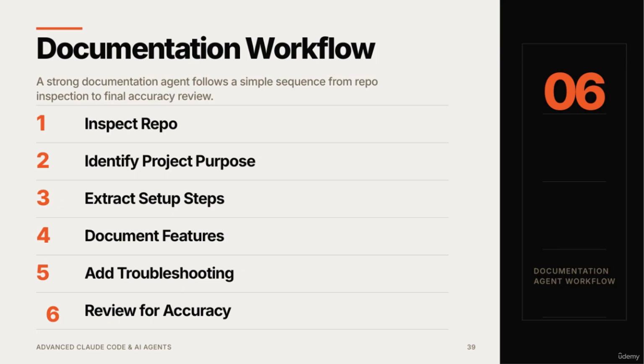After that, the agent documents key features, highlighting essential functionalities. Adding troubleshooting tips comes next, helping users resolve common issues easily. Finally, the documentation is reviewed carefully for accuracy to ensure everything is clear and correct. This sequence helps maintain high quality, reliable documentation that truly supports the project.